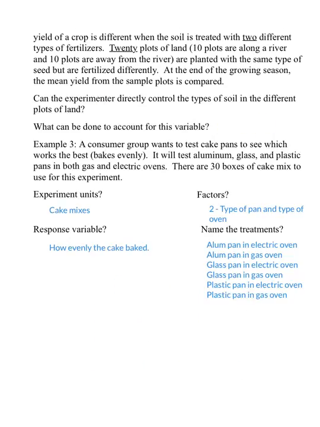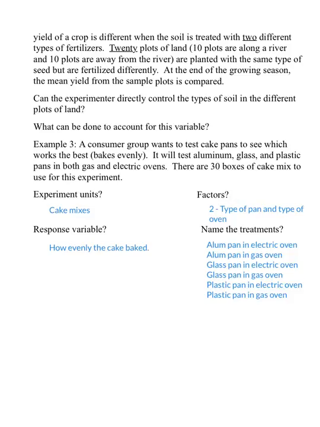All right, so here are your answers for example 3. So the experimental units were the cake mixes. This is what's being experimented on. The factors, there were 2 factors, type of pan and type of oven. For the response variable, this was specifically looking at how evenly the cake baked.